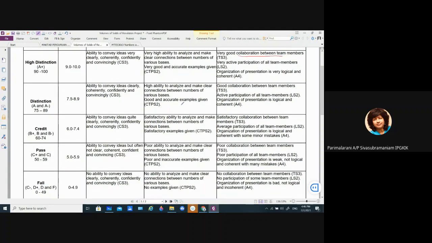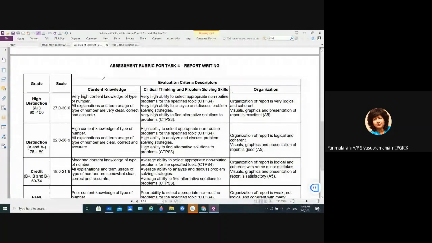Let's look at the rubric. So, the rubric for task 4. Here you will be evaluated on 3 criteria: your content knowledge, your critical thinking and problem solving skills, and organization. Organization is how you organize your report. Is it easy for us to read? Is your solution here and maybe the other solution cannot be found somewhere? So it must be very organized. All visuals, graphics, and presentation of reports excellent. Show us anything that you use, you have to show very clearly.